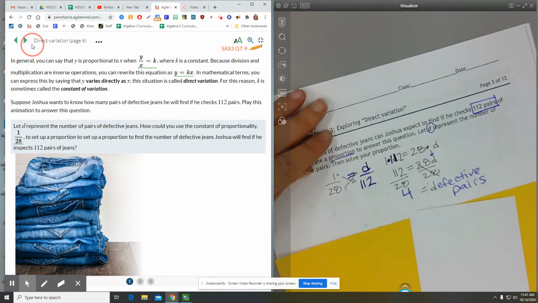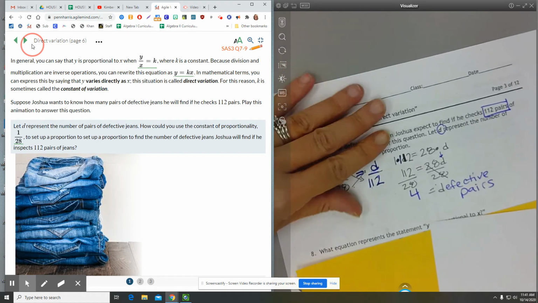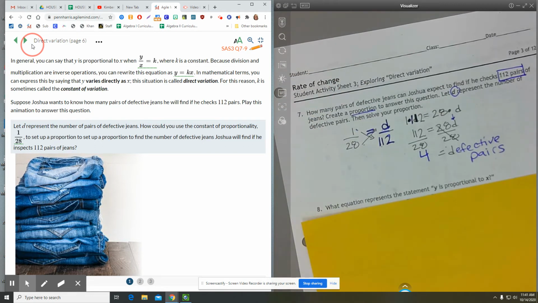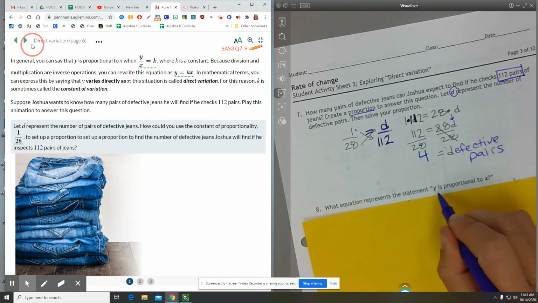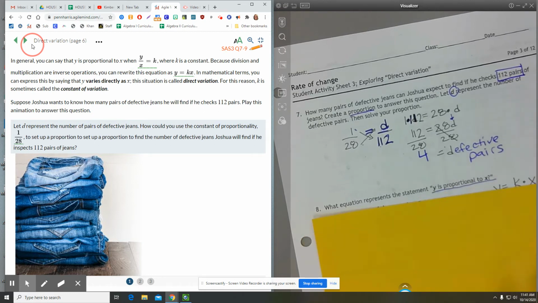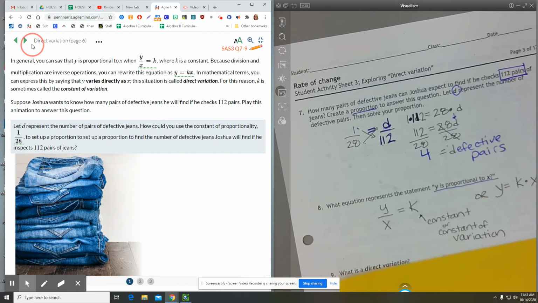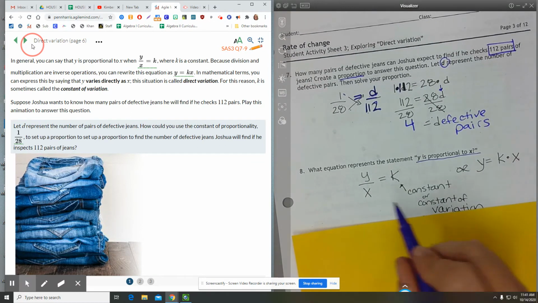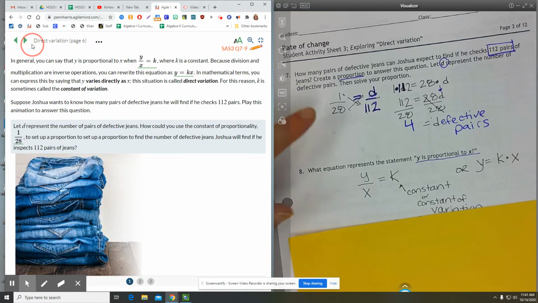Okay, let's go on to number 8. So they have this equation, okay? They want to know what equation represents the statement y is proportional to x, and that is what we call direct variation, okay? That equation is going to, we have 2 of them that mean the exact same thing.